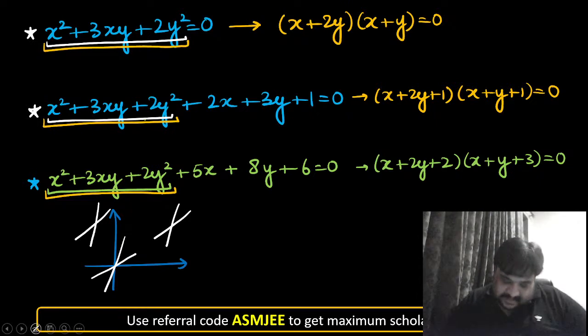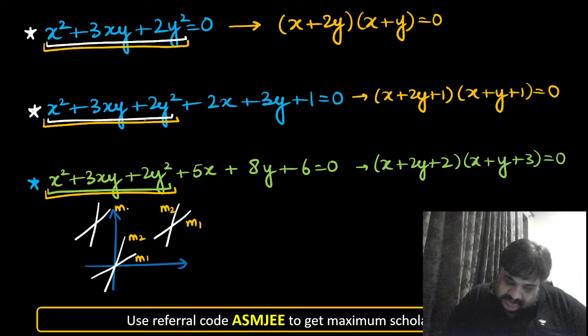Their slopes are the same. They have the same slope. What are the slopes here? Minus half and minus 1. So this is M1, this is M2. The slopes come out to be the same. Only their locations change.